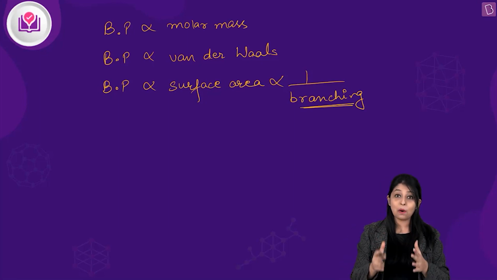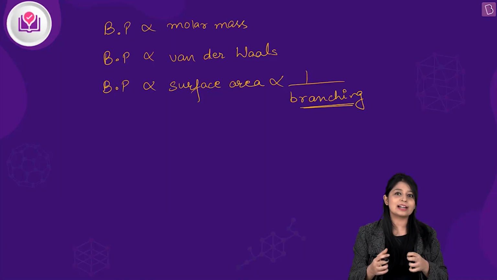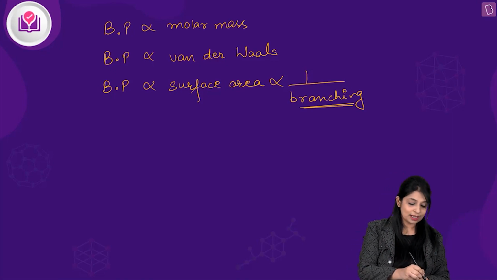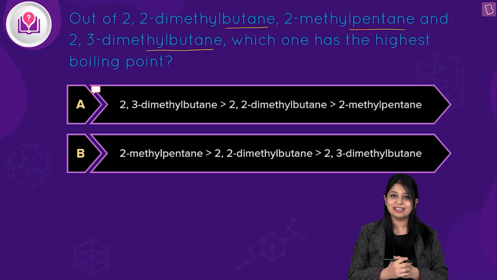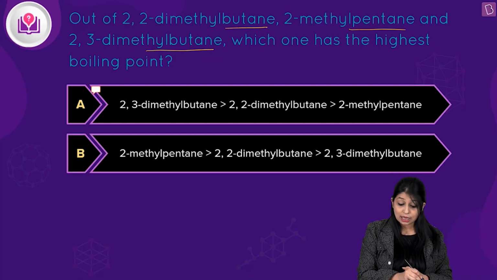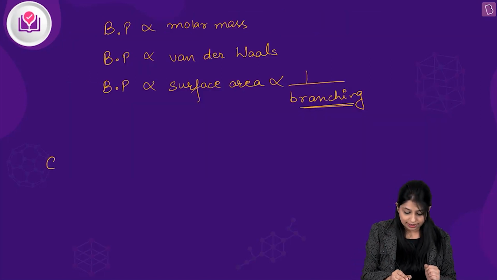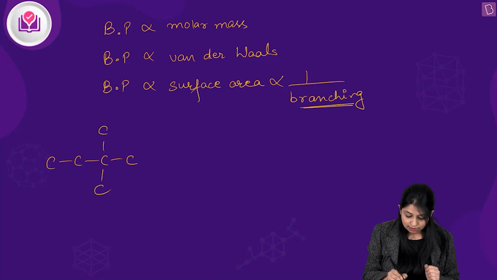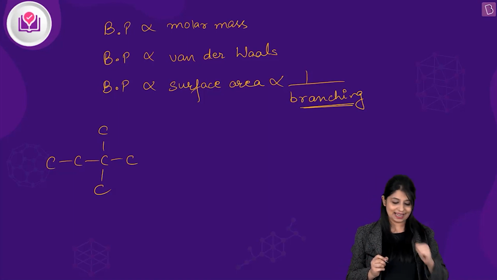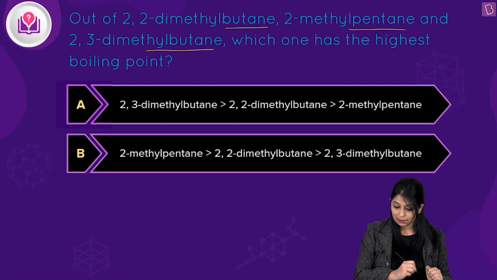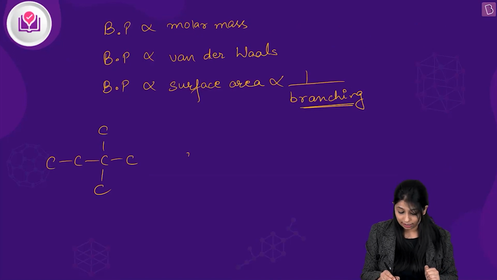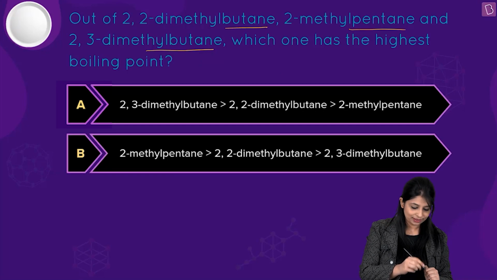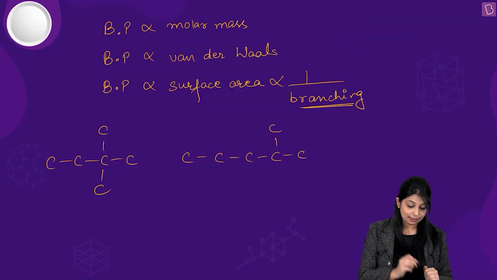Okay, now after we know all the factors that boiling point depends upon, let's have a look at the 3 molecules that are being given to us. The first one is 2,2 dimethyl butane. Butane means we have 4 carbon atoms in the parent chain, and we have 2 methyl groups at the second carbon. What else? Well, we have 2 methyl pentane. That would mean 5 carbon atoms in the parent chain, and we have 1 methyl group at the second carbon. And then we have 2,3 dimethyl butane.